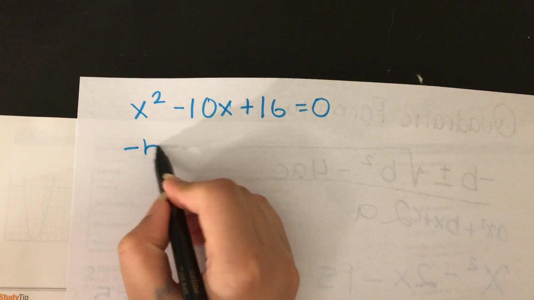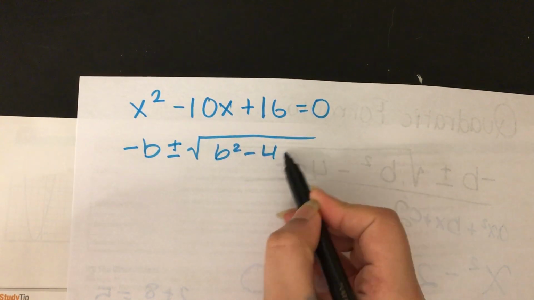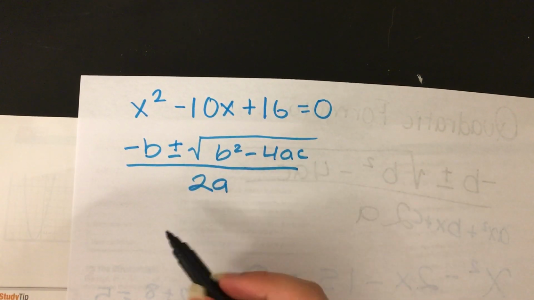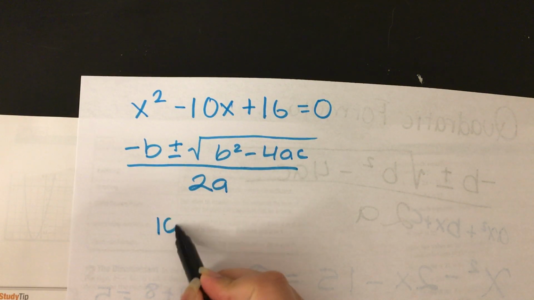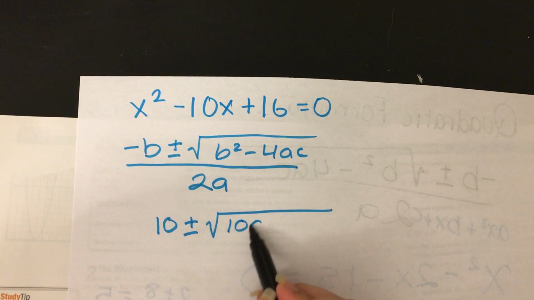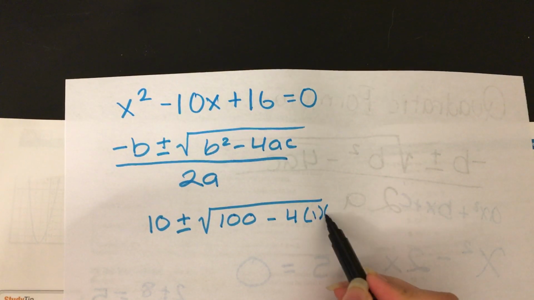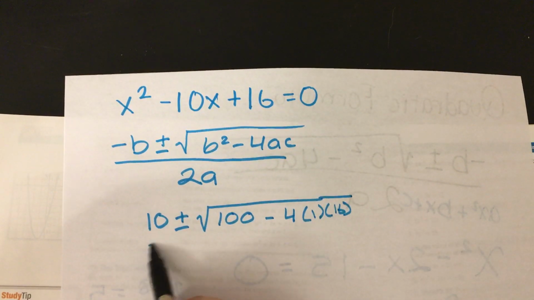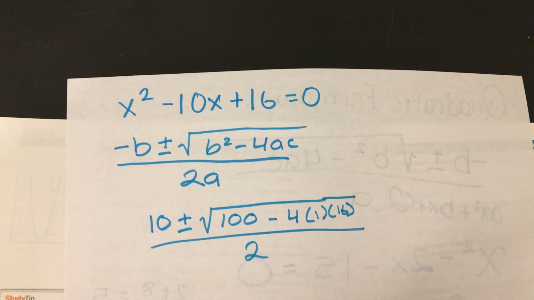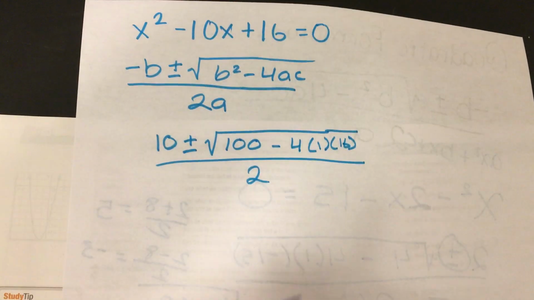So again, negative b plus minus the square root of b squared minus 4ac divided by 2a. So b in this case is negative 10. So negative b is positive 10 plus minus the square root of negative 10 squared, which is 100, minus 4, a is 1, c is 16, divided by 2, because again, the coefficient of x squared is 1. So let's solve. There's again two possible answers for this.